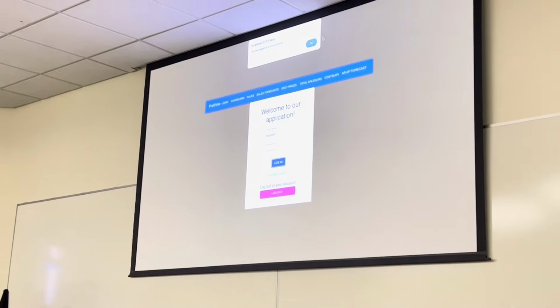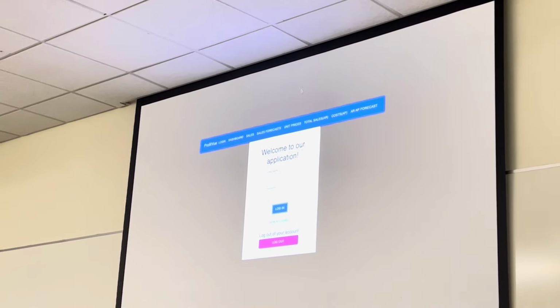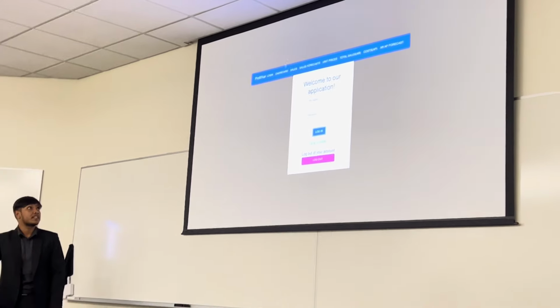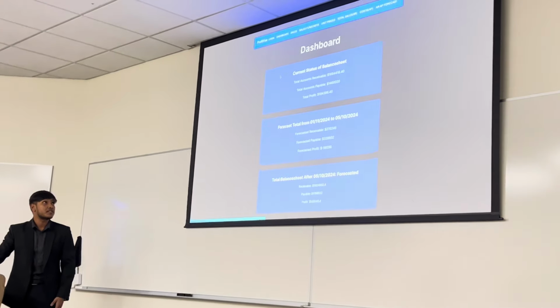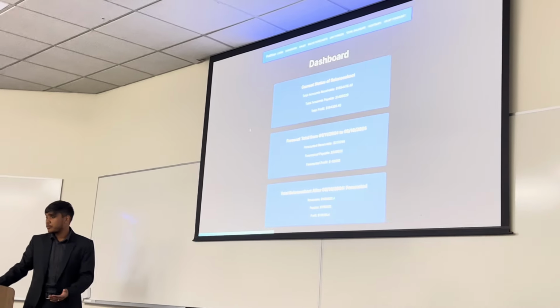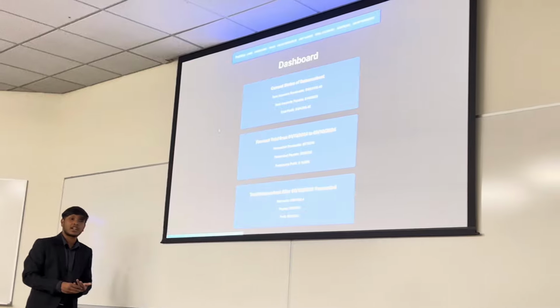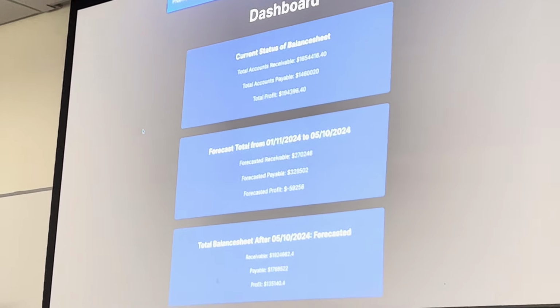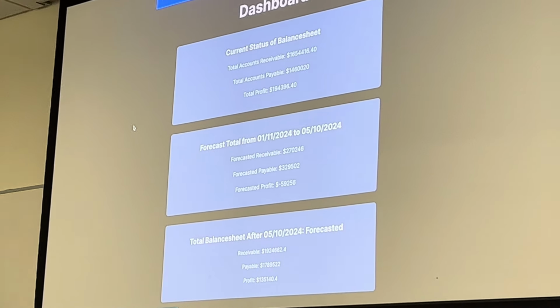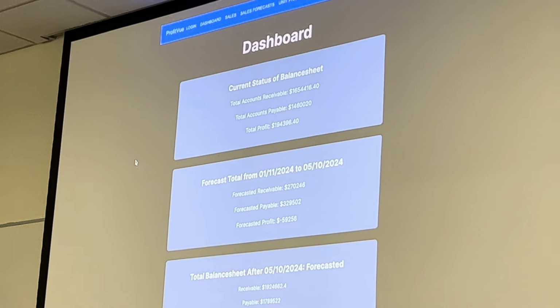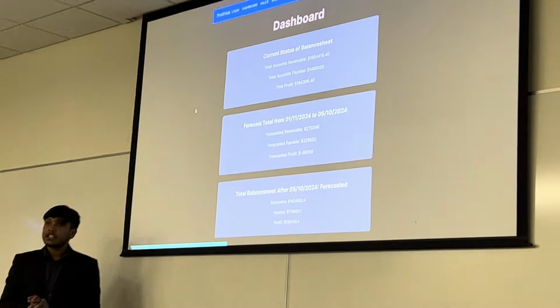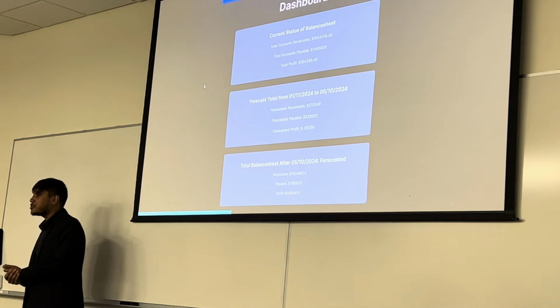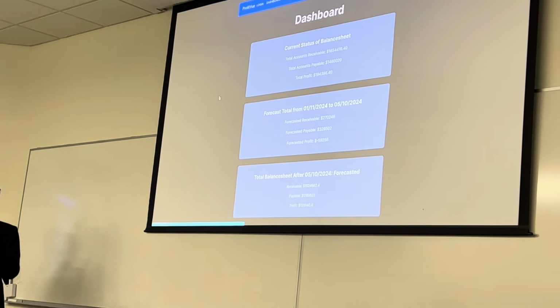So you can see it says I am logged in to my account, and then the first main page is the dashboard. The dashboard is something where you will have a complete, very easy to read history in front of your eyes: what your total income is, what your total accounts receivable is until now, what your total accounts payable is until now, and what your total profit is.